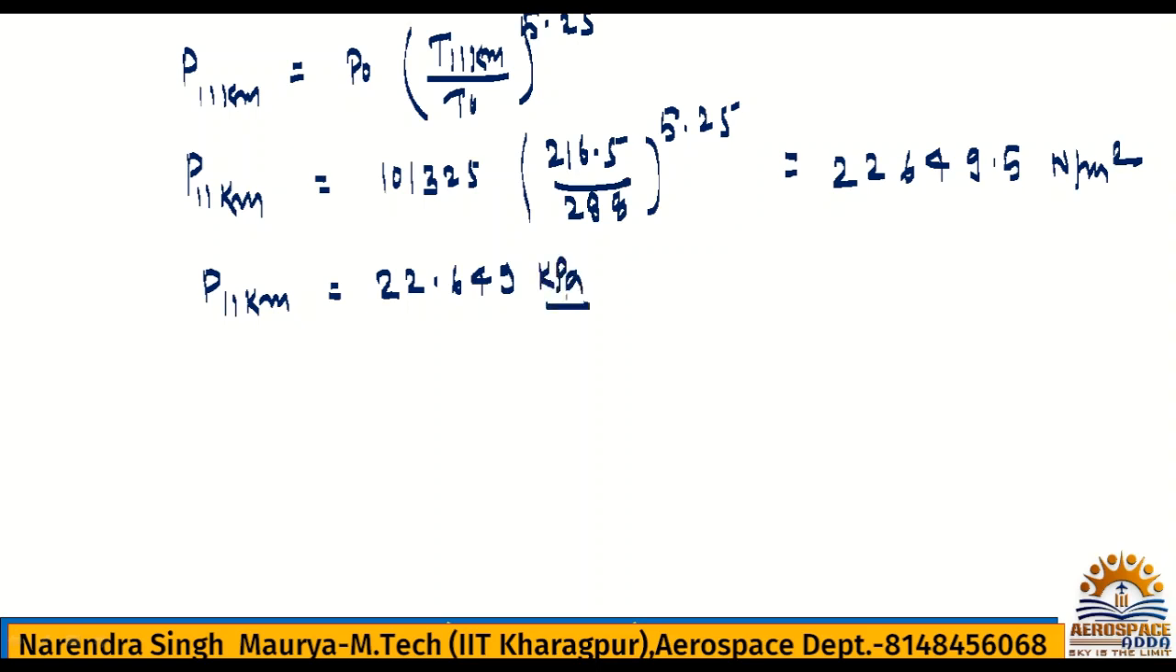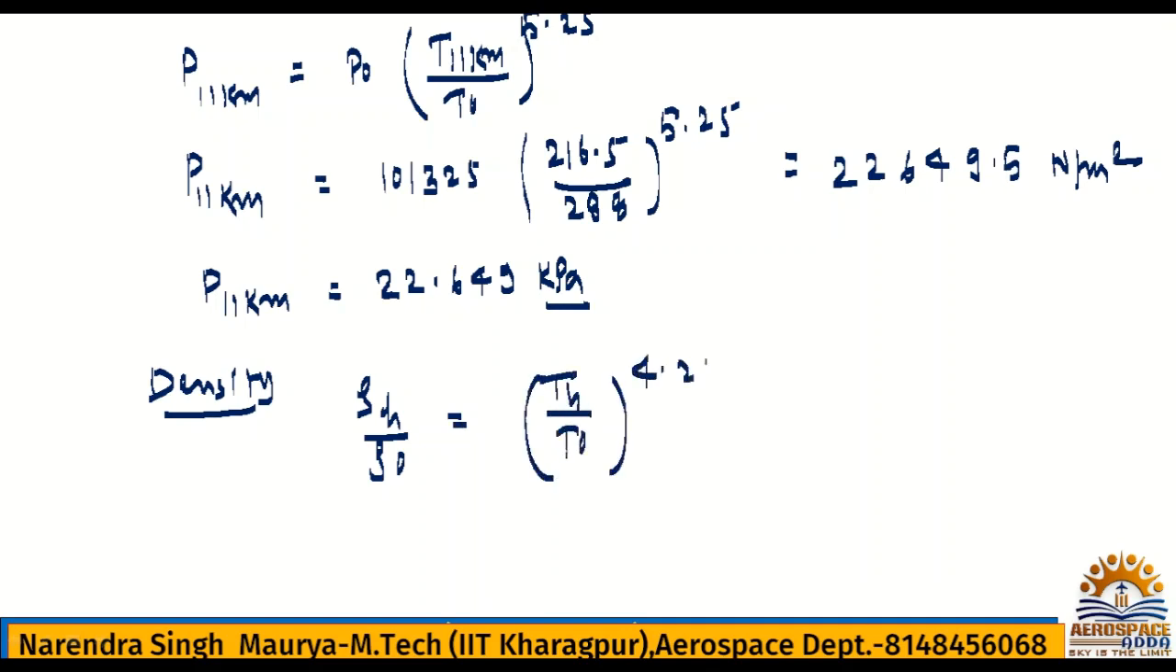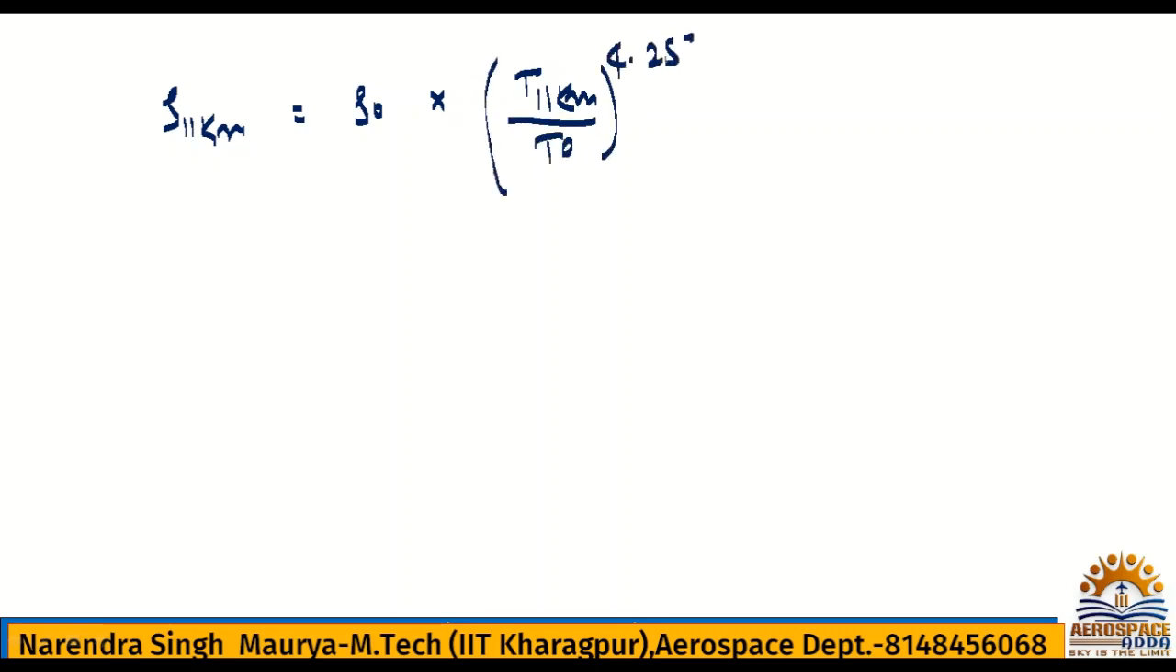kPa. Okay, this is the pressure at 11 kilometer. Similarly, I can calculate density. What is the formula for density? Rho h by rho naught equals T h by T naught to the whole power 4.25. What is rho h? It is the density at 11 kilometer. Rho naught into T h, where h is 11 kilometer, divided by T naught to the whole power 4.25. We'll keep the value.